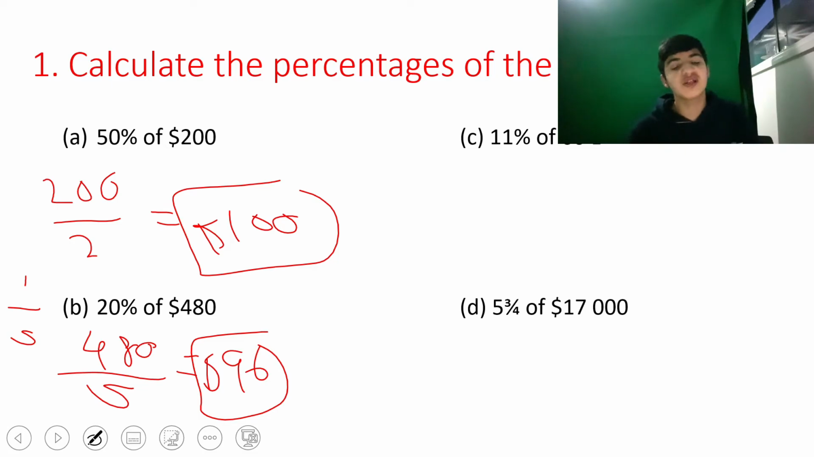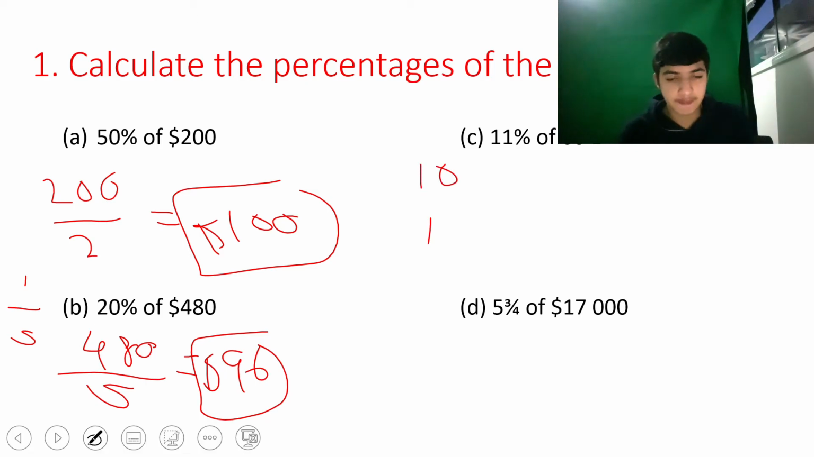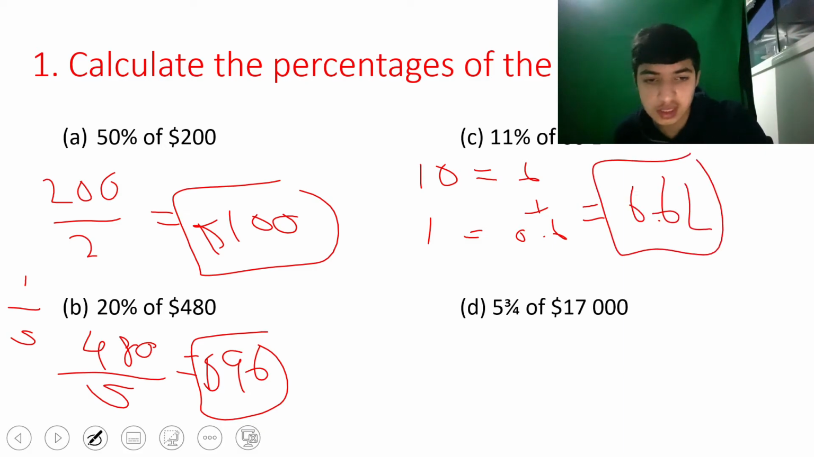Okay, so for C, 11% of 60 liters. If you have an uneven number, then you don't need to do it straight away, as I showed you before. You have to make them separate. So 10% and 1%. What's 10% of 60? 60 divided by 10 equals 6. That's 10%. What's 1% of 60? It equals 0.6. Adding them both gives 6.6 liters, and that is the answer.